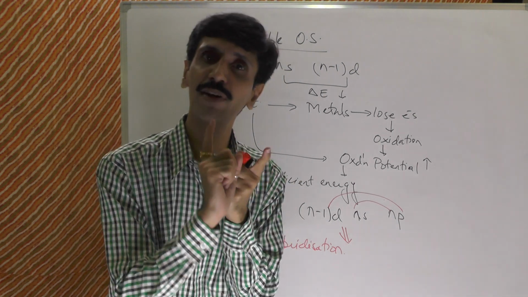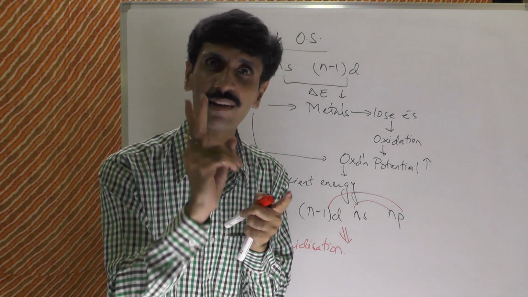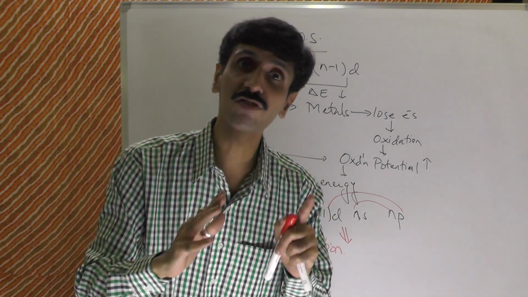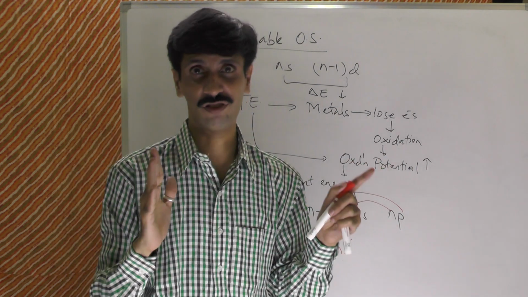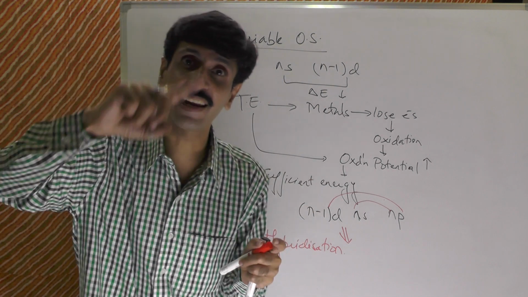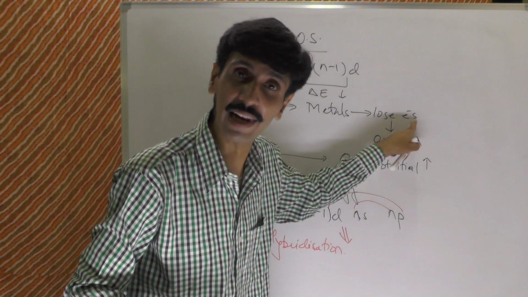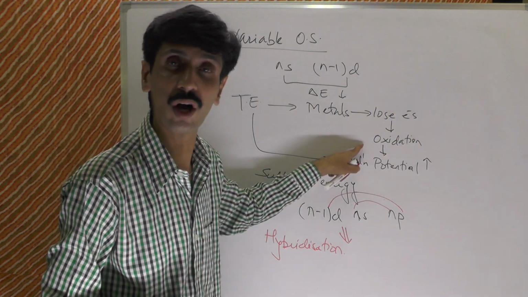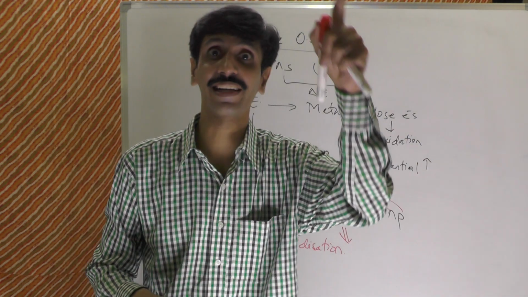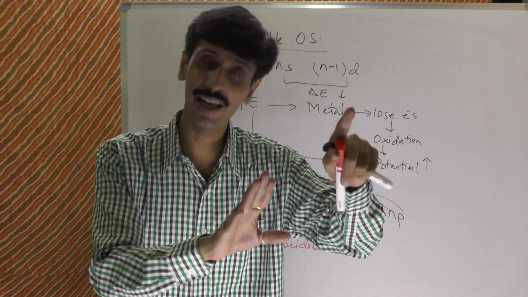The first point is that whenever we talk about transition elements in the valence shell electronic configuration, we consider ns and (n-1)d orbitals, because they have a lesser energy difference. Next point to remember: transition elements are all metals, and therefore they have a tendency to lose electrons, and therefore they undergo what? Oxidation, and therefore their oxidation potential is going to be what? High. Of course there are exceptional cases as well.